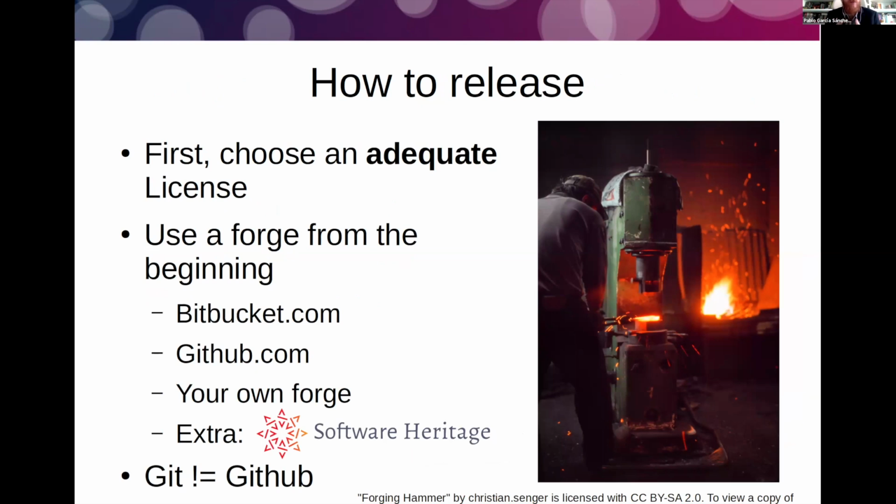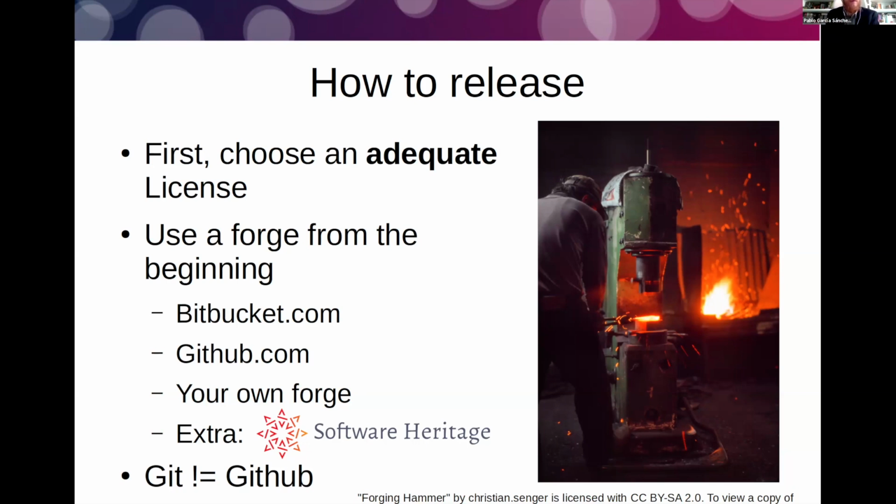The concept of release is to put your source code, your data, whatever, available for the public. But how to do it? First of all, we have to choose an adequate license. There are a lot of licenses. I'm going to show you some of the licenses available, and we have to choose the most adequate to my needs. It depends. I want people to use it for free, or I want a license where if you use it, you have to pay me. There are a lot of options.